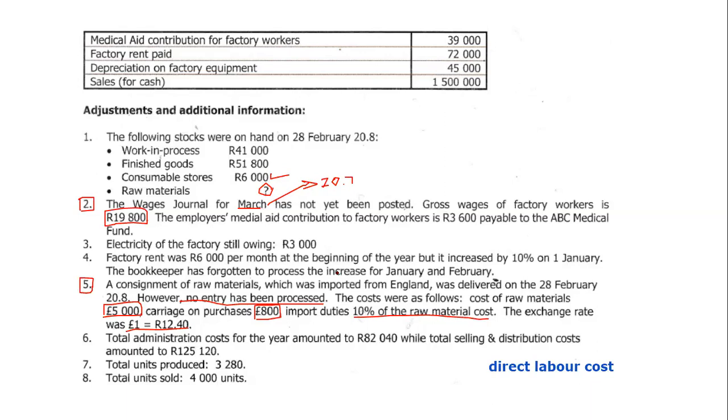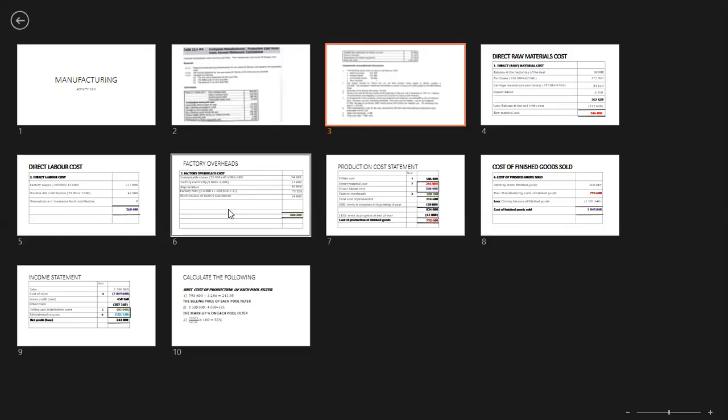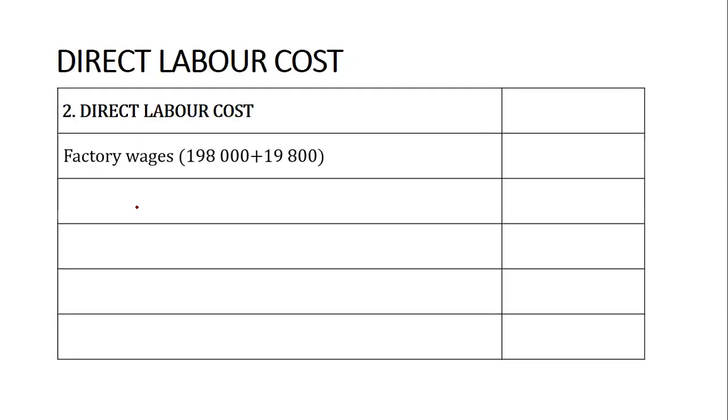Don't we add it? We were not supposed to add it, but we will have to add it in this scenario because that salary was for March and March falls in the current financial year. Then we're going to also add this 3,600 as medical aid contribution. Are we together? Yes. All right. Now that will go to our direct labor. Under direct labor, we will simply have 198,000 plus 19,800, which will give us 217,800.